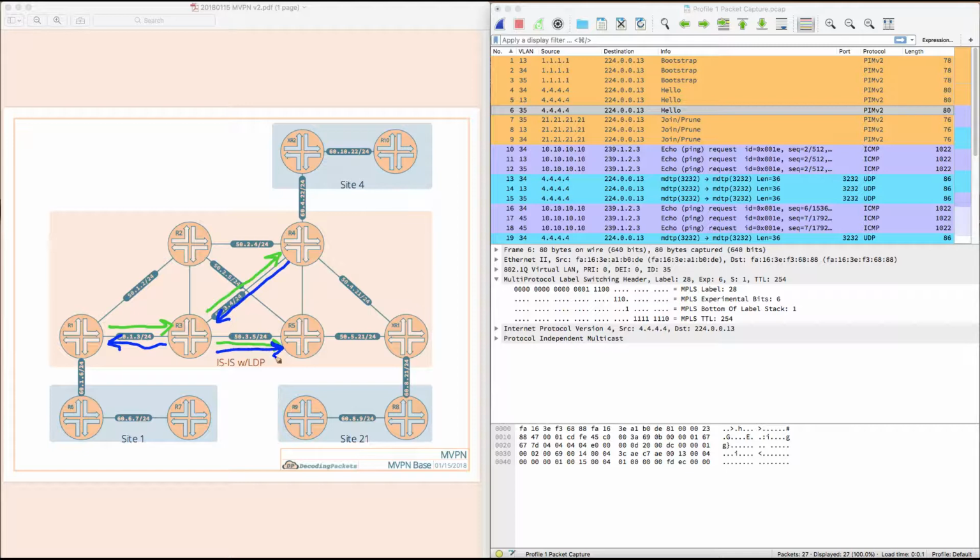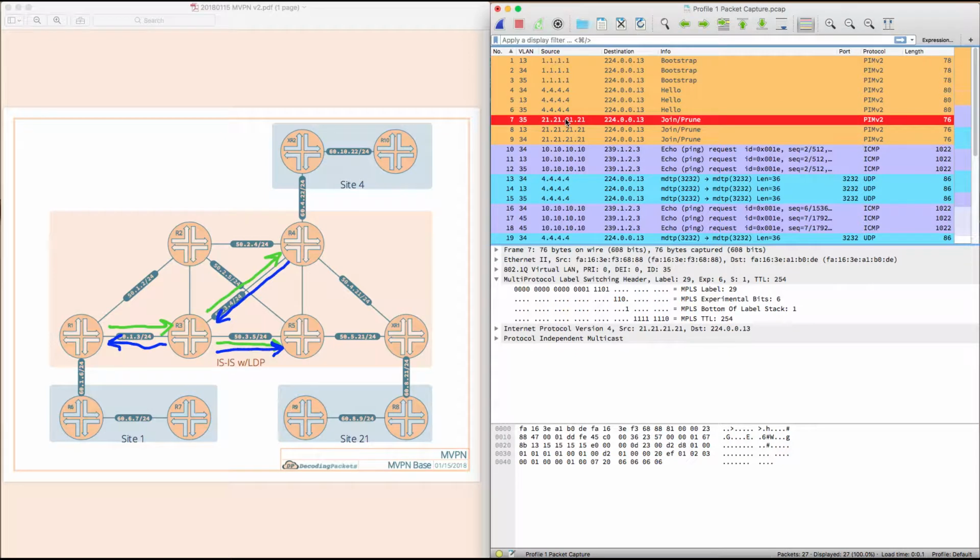And just for completeness sake, there is a packet that's coming from XR1, and this is from XR1 via R5. So 21, 21, 21, 21, but this is coming in on VLAN 35. And in this case, this comes in this way.